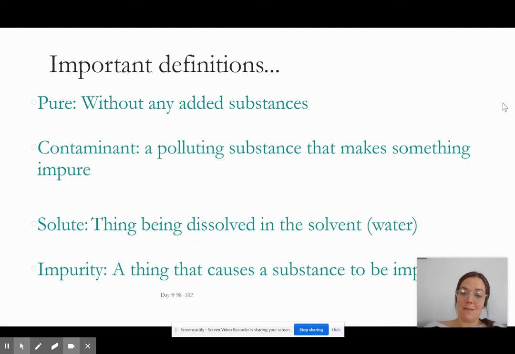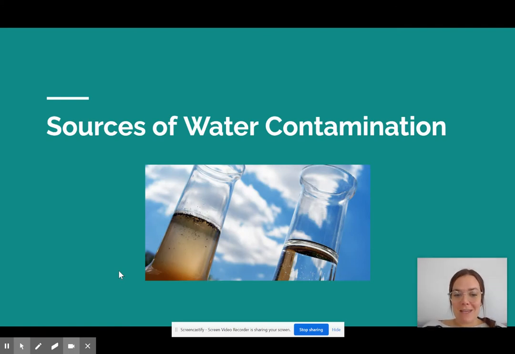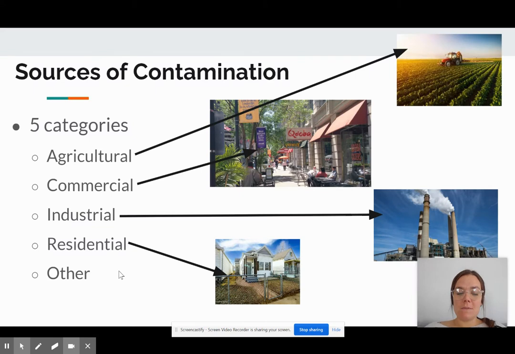A contaminant is specifically a polluting substance, something that makes it impure but is polluting and is not good, and we don't want it there. Another word that you'll see or hear from me is solute. That means things that are being dissolved into the solvent. So a solute is a contaminant or an impurity. I know it's complicated, but it doesn't have to be. All right. So last lesson, we talked about sources of water contamination, and we talked about the fact that there are 5 major categories.